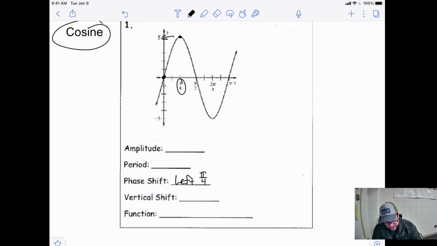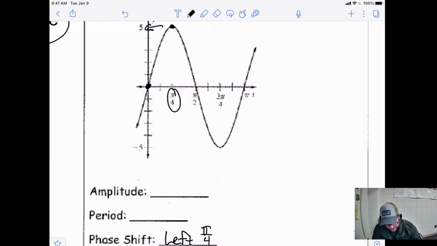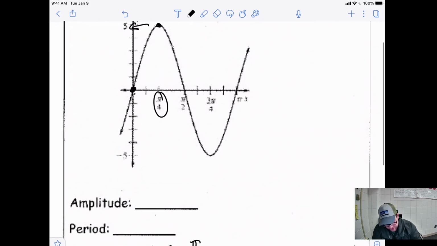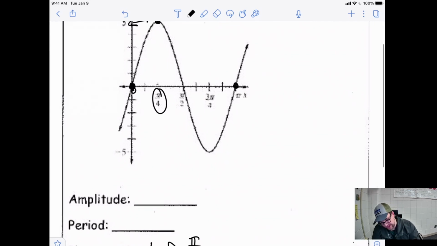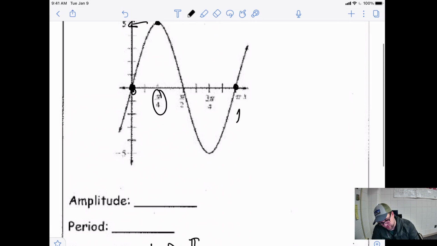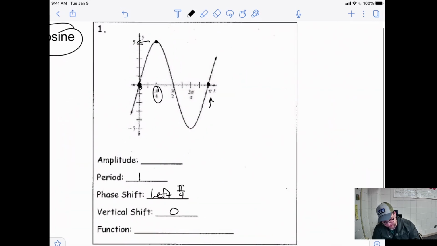Now, it looks like our midline here is at 0, so we are going to say 0. Our period here, again, it doesn't matter where you measure from. If you start at the center, it looks like you have another spot where the cycle would have happened, and that's over here at pi, so our period is going to be pi. And it looks like we are going 5 above the midline and 5 below, so that's our amplitude.